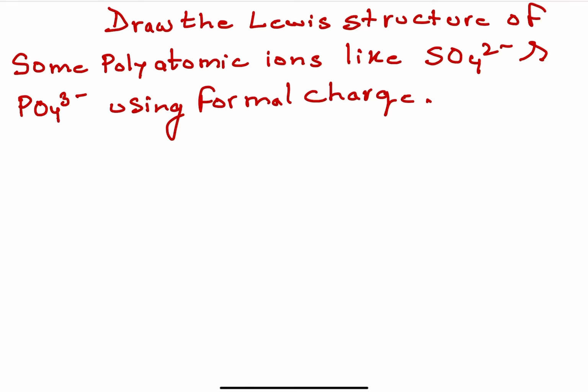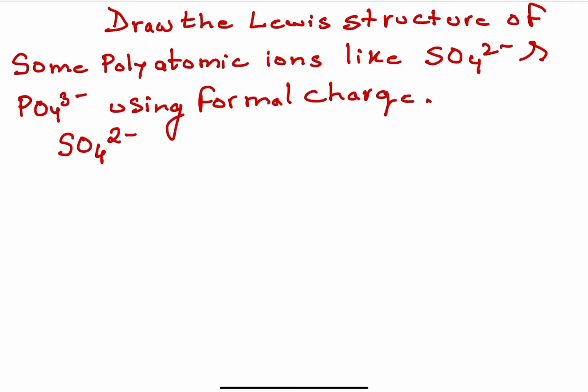Today we are going to draw the Lewis structure of some polyatomic ions like sulfate and phosphate ions using formal charge. Let's start with the sulfate ion, SO4, and it has a charge of 2 minus.